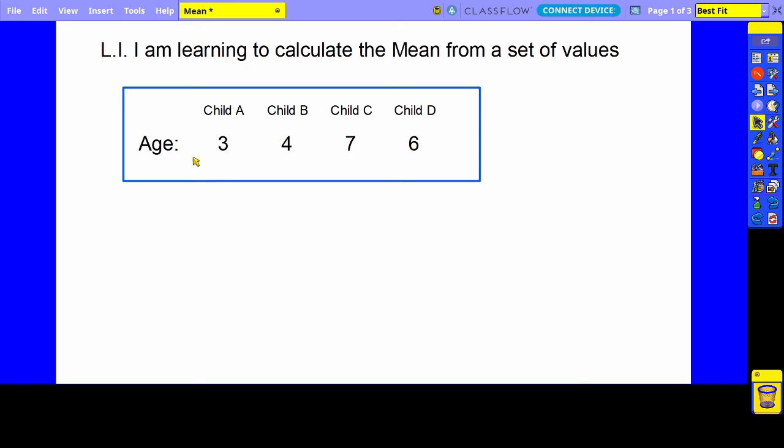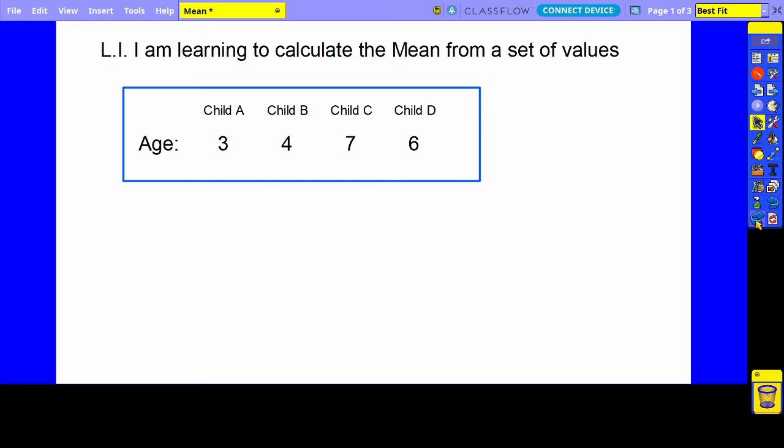So we have a number of different ages of 4 different children here. We have a 3-year-old, a 4-year-old, a 7-year-old, and a 6-year-old. And we're being asked to calculate the average age of these children. That's what the mean is. It's basically the average. So on average, how old are these 4 children?